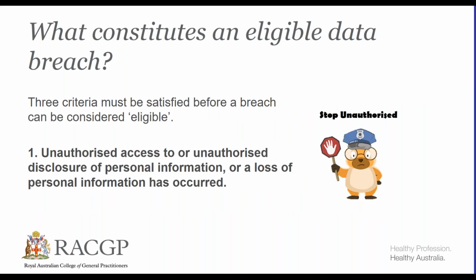So what constitutes an eligible data breach? To determine whether a data breach needs to be reported, 3 criteria must be satisfied. So the first requirement is that there must be a data breach as defined in the Privacy Act. So that is, it must be personal information, as information about an individual or where that individual is reasonably identifiable or is specifically identified. And that information must have been subject to a data breach.